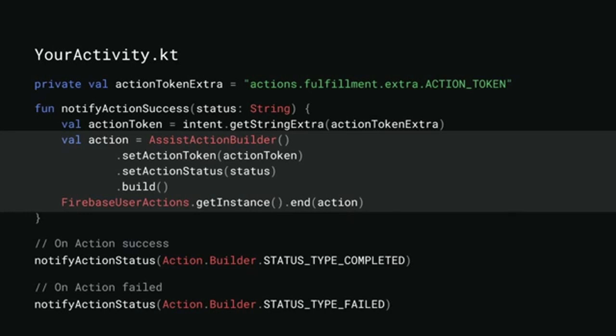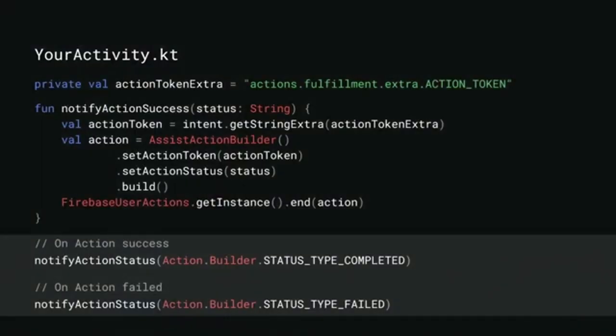Then we're going to call the Firebase User Actions API, and we're going to call a special method end and pass in that action. Now, you might be thinking, what is this end? Like, why am I calling end all of a sudden? Well, Firebase User Actions works like this. It has a start and it has an end. The start signifies the start of the action, but in this case, that happened over in the Google Assistant. End signifies the end of the action, and that's going to happen in your Android application. After that, we're going to call notify action success, the function that we created, along with status type completed if that app action completed successfully, or status type failed if it didn't.